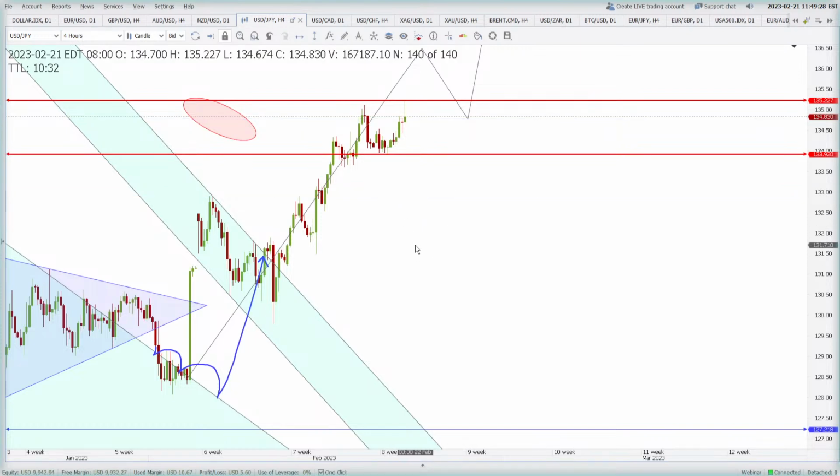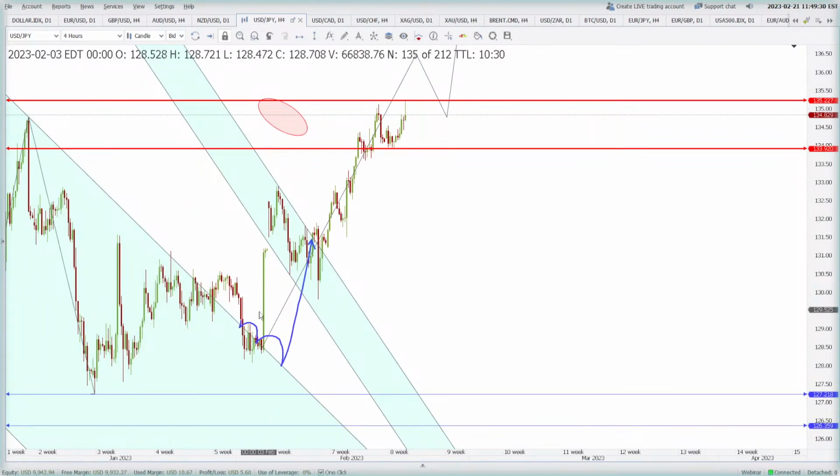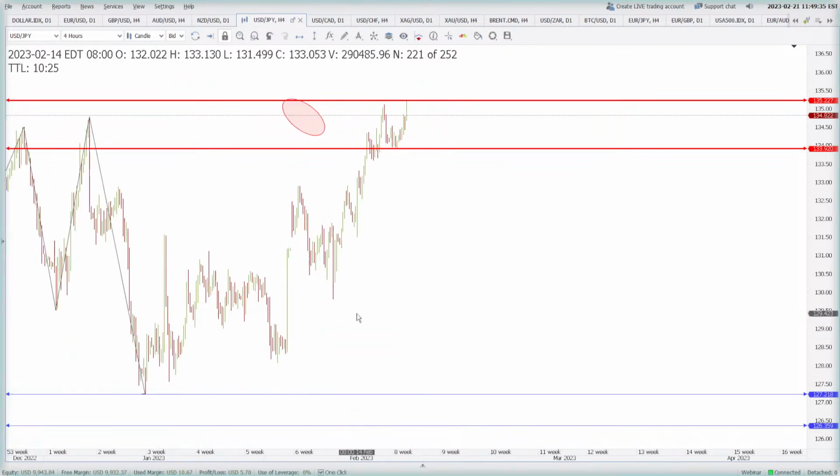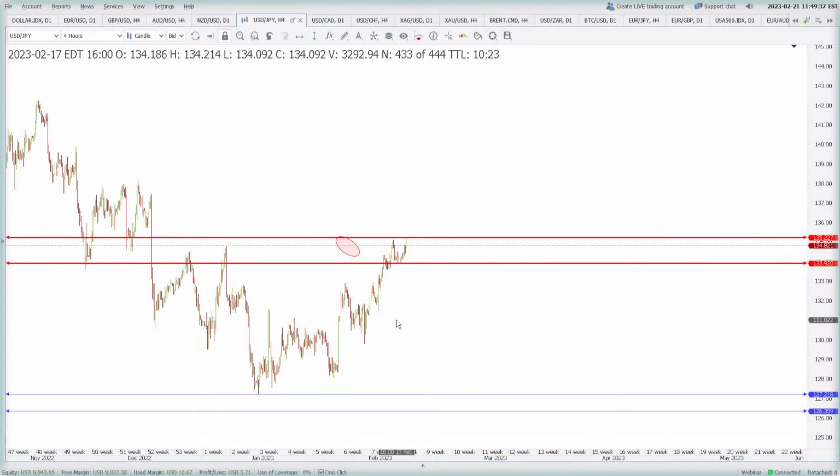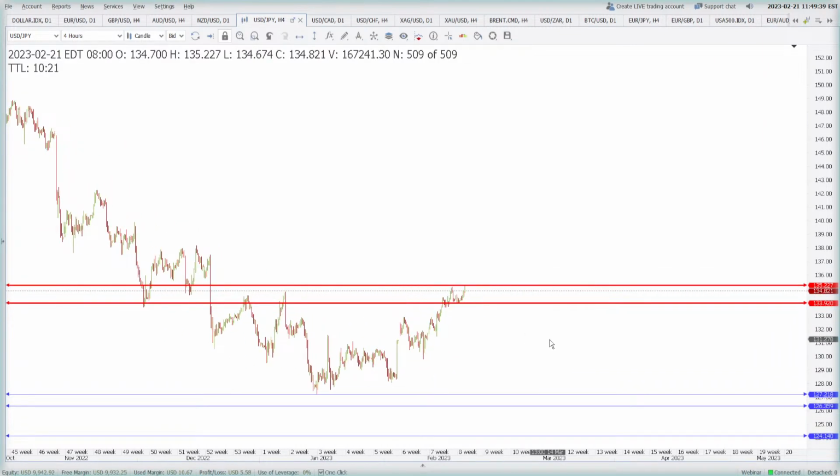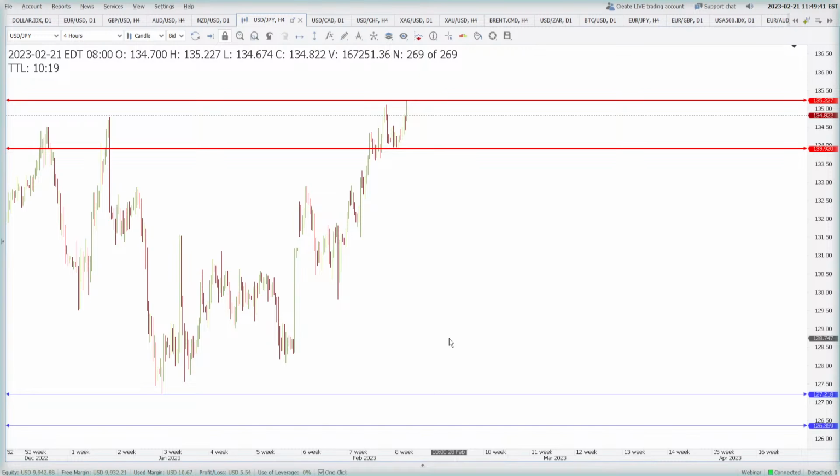All right guys, these levels also, this triangle also, this also, so we remove all this so that we have a clean chart. All right guys, make some sense? Good.